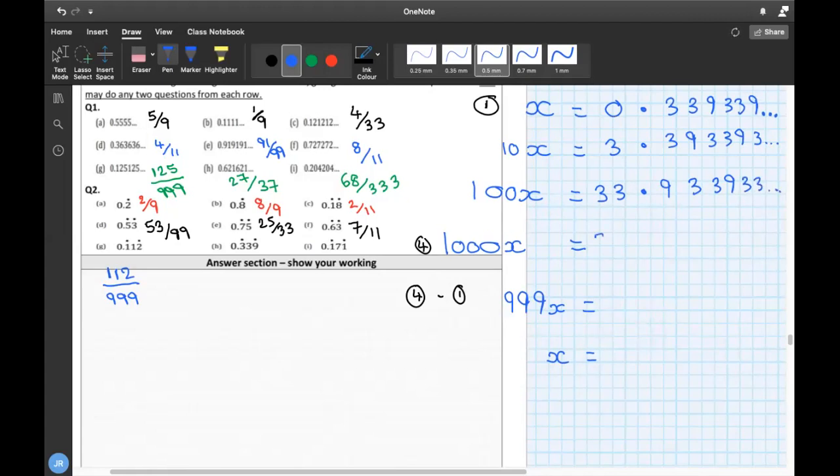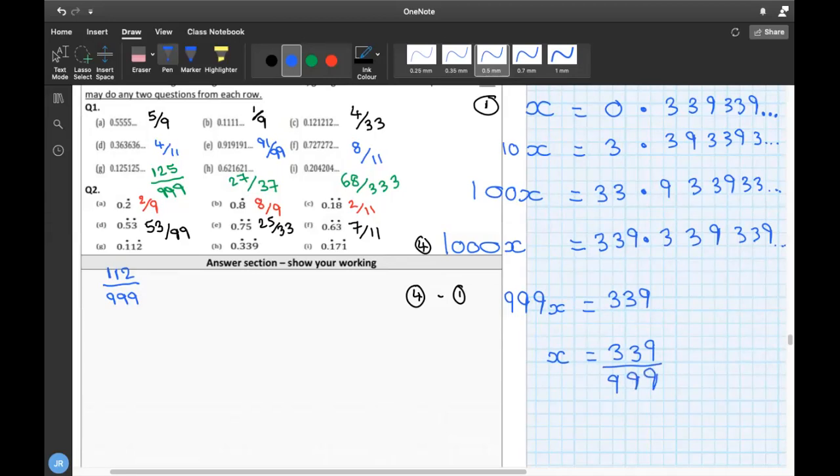Let's try 1000x. Hopefully this is going to work for us. Got a decimal point in the same position. And then we've got 339. That's what we wanted. That's what we needed. So we're now going to do line 4, take away line 1. 1000x take away x leaves us with 999x, and then 339.339 recurring take away 0.339 recurring will leave us with 339. So to get from 999x to 1x, you're going to need to divide that by 999.